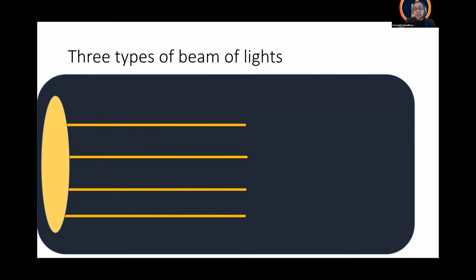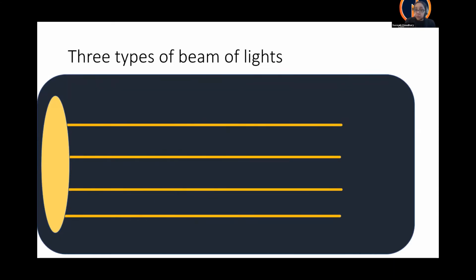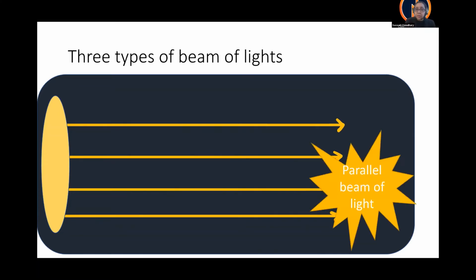You can see that, as we know, light travels in a straight line. So this is also going in a particular direction, and these are examples of a parallel beam of light. What do we mean by a parallel beam of light? That means the rays of light never meet each other, as they are parallel to each other.